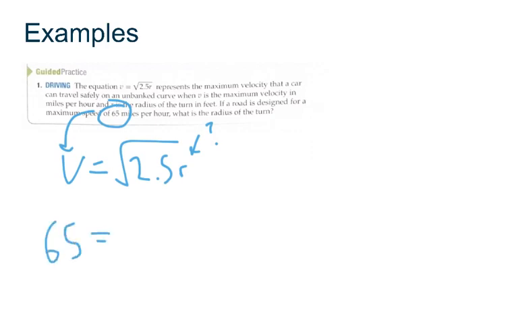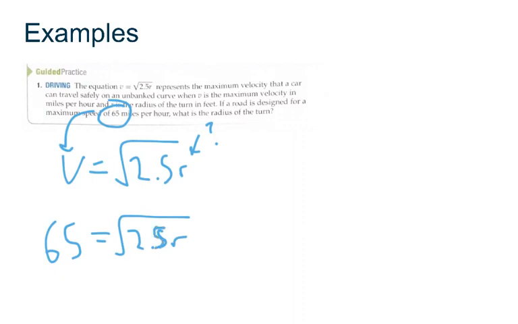It's just kind of cooked up into a word problem. And so the process will be very, very similar. So I'll write down my equation. They gave me 65 miles per hour, and they want me to find what r has to be. That's the question. So I'll plug in 65 here, and then the square root of 2.5r.